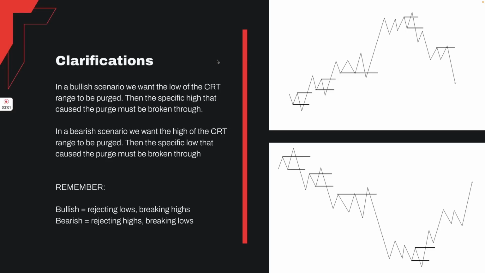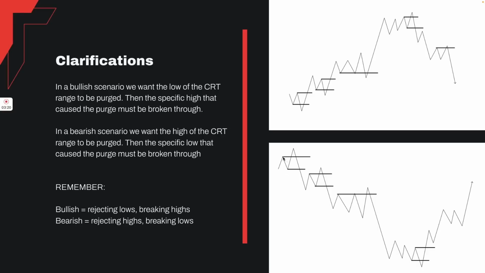As you all remember, time is fractal in nature. These concepts can be applied to the monthly chart, the weekly chart, the daily chart, the 1 hour chart, down to the 1 minute time frame.